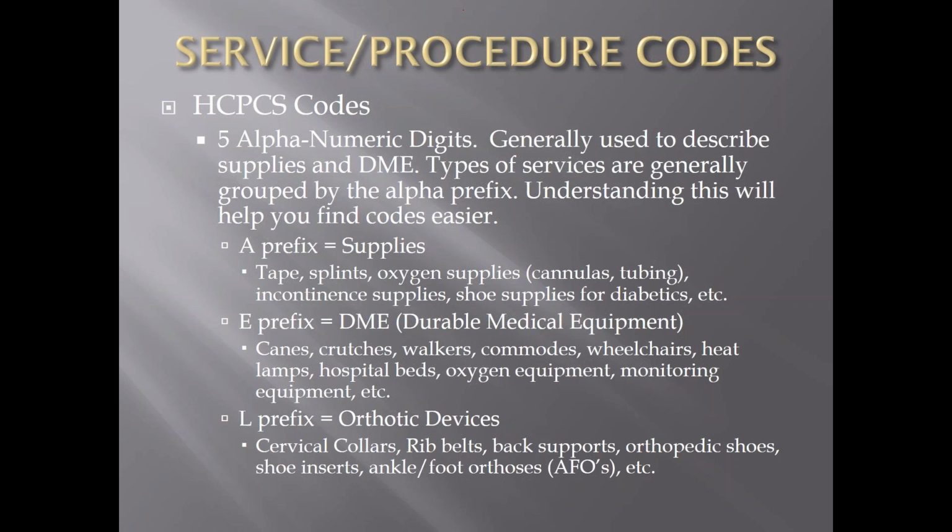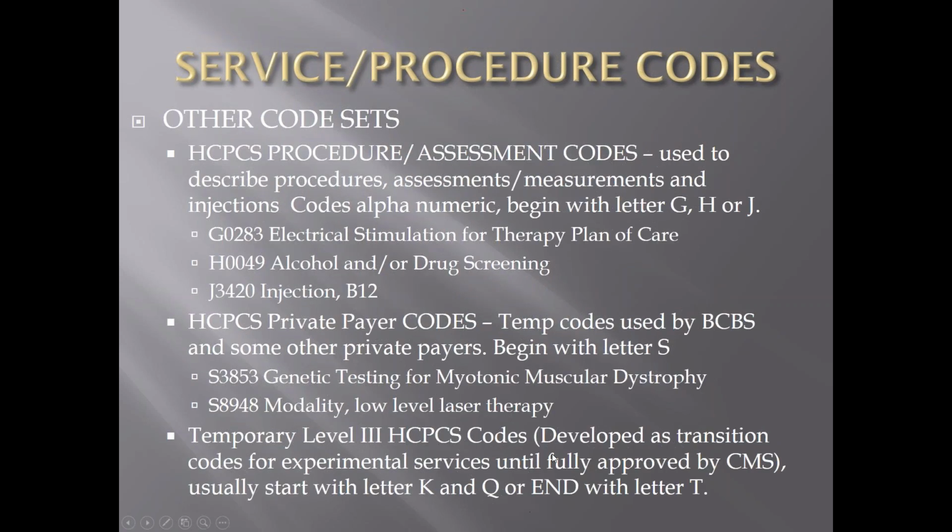The E prefix are DME, durable medical equipment, going to be things like canes and crutches and walkers and wheelchairs and heat lamps, hospital beds, and so on. And then the L prefix would be your orthotic devices. Those are going to be your cervical collars, your rib belts, back supports, orthopedic shoes, inserts, ankle foot orthoses, and so on and so forth. And each one is slightly different and is going to deal with a different area of durable medical equipment.